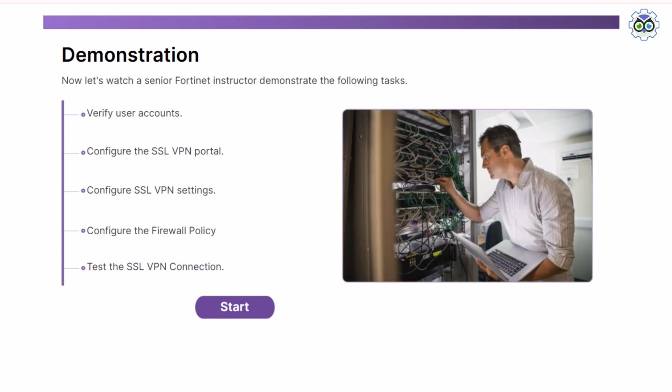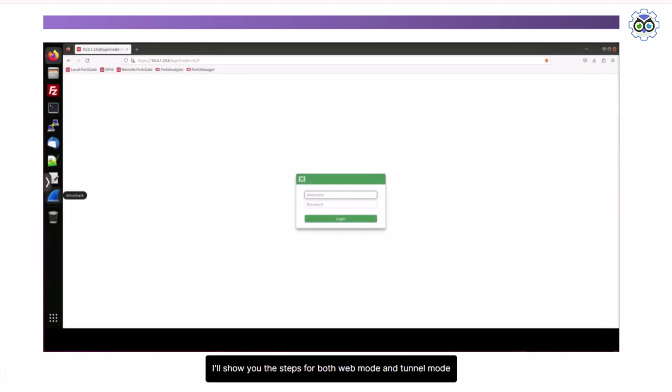And I'm here to show you how to configure and test an SSL VPN connection using FortiGate. I'll show you the steps for both web mode and tunnel mode and compare the differences between the two.